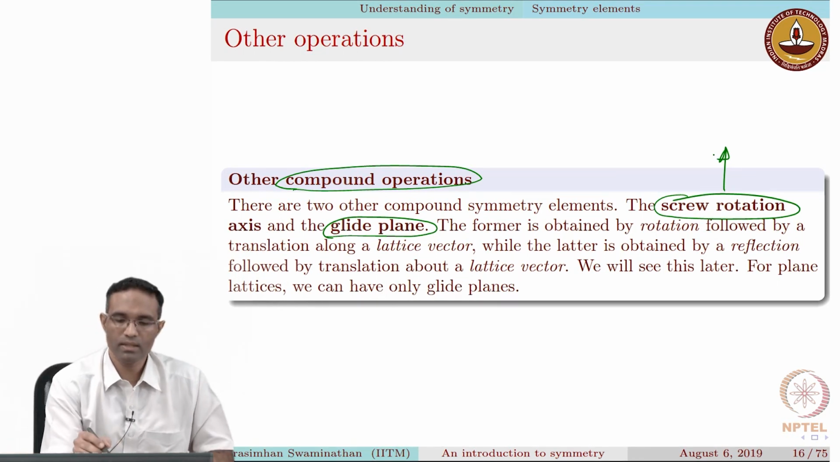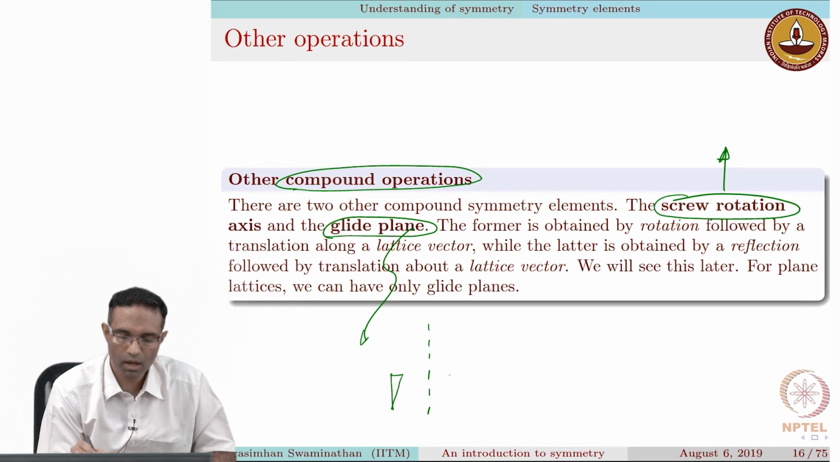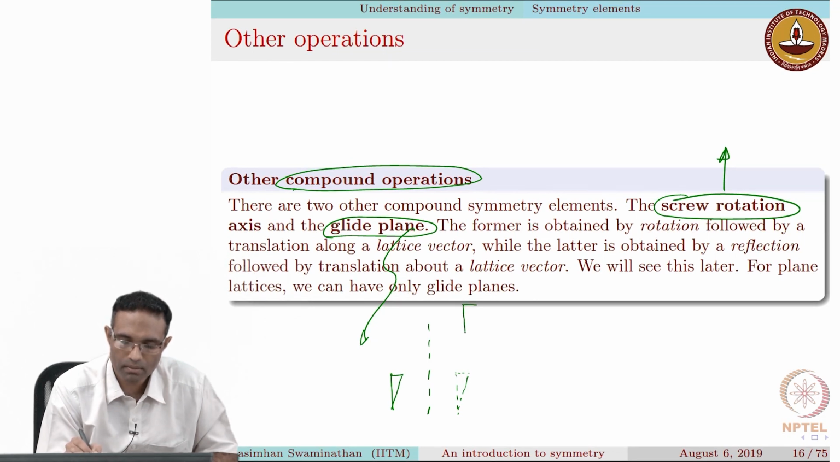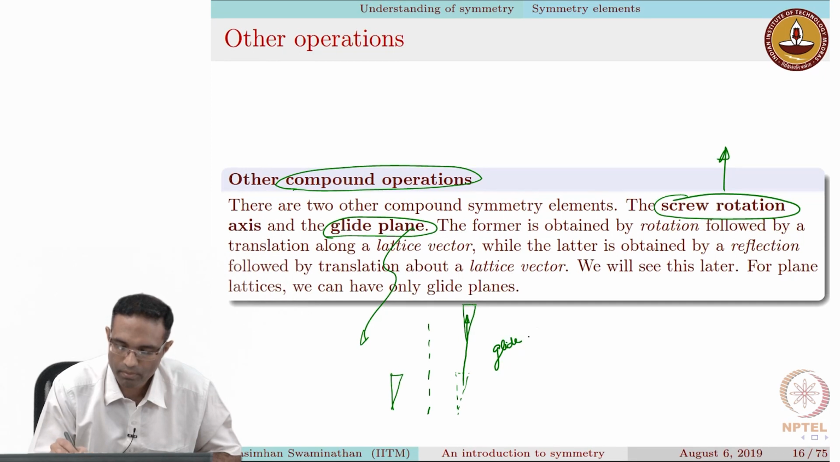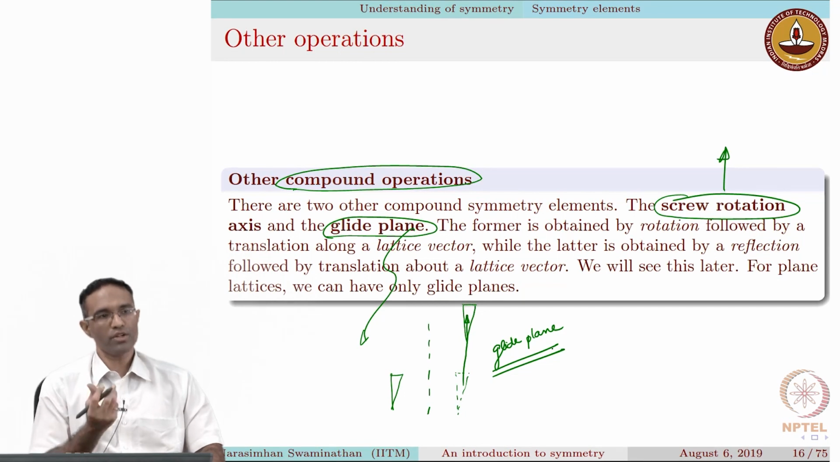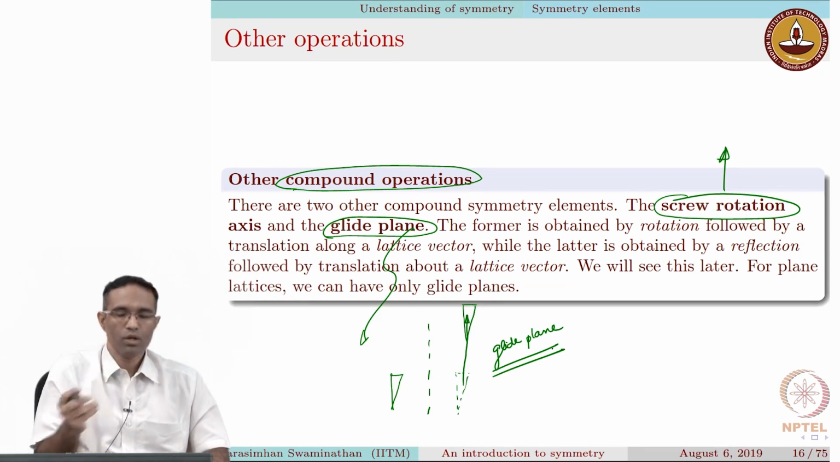Then there is another one called a glide plane, where there is a reflection about a mirror, and then you will have to move it by a certain vector. Okay, this is called a glide plane. This screw rotation axis that we just talked about involves rotation and then moving it along the axis of rotation by a certain amount.